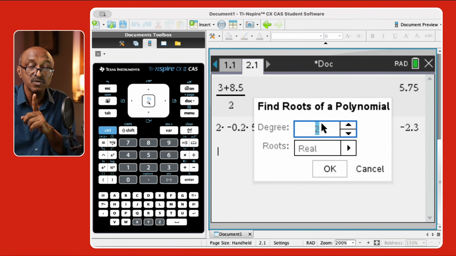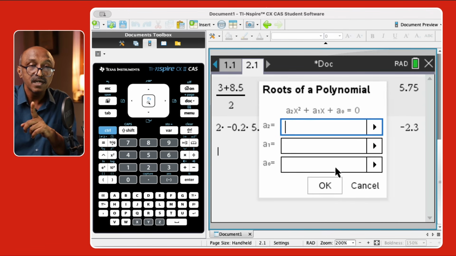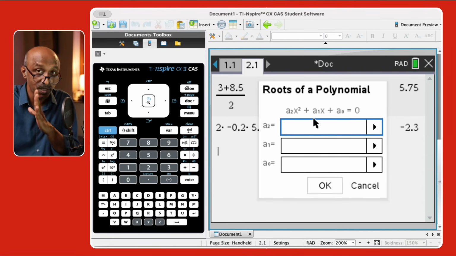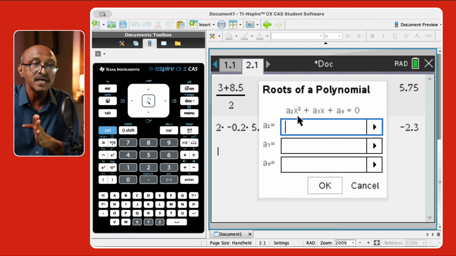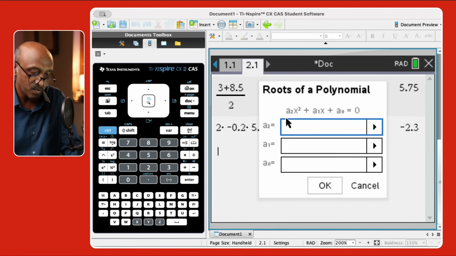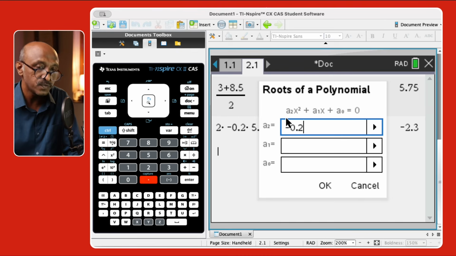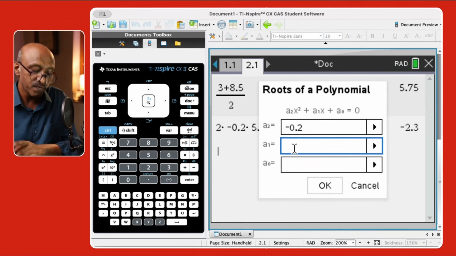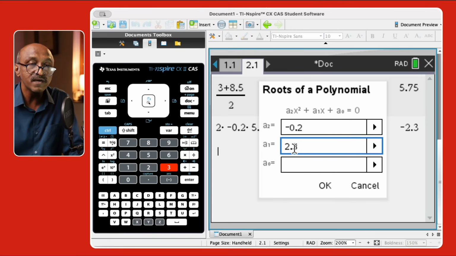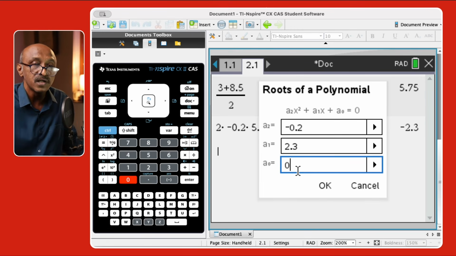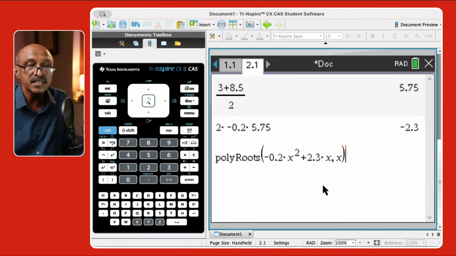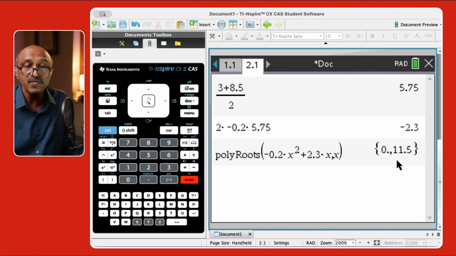A quadratic has 2 roots, and you're looking at the real roots. It's given in terms of x, but don't worry, you need to make some kind of connections here. A2 is the coefficient of x squared, the d squared term here. It's negative 0.2. A1 is the coefficient of x, in terms here it's d, so that's the 2.3. And we don't have a constant term, so I'm just going to write it as 0. Now put that there, we can see that it gives me a syntax and I hit enter.